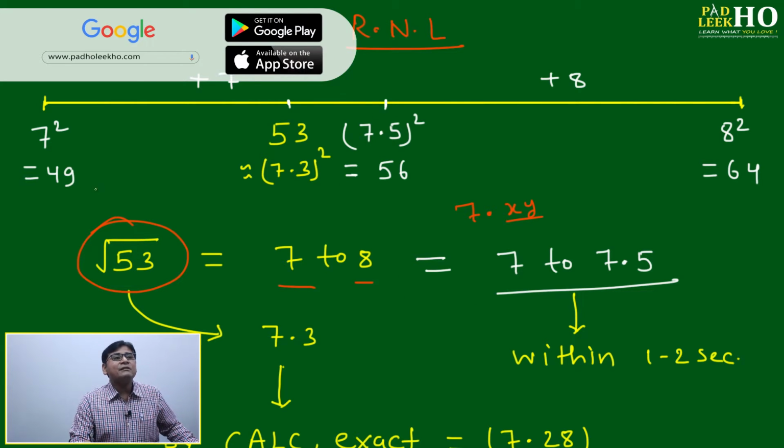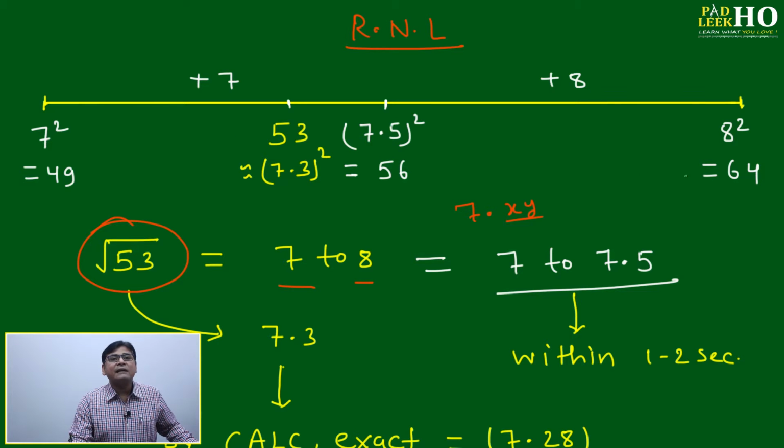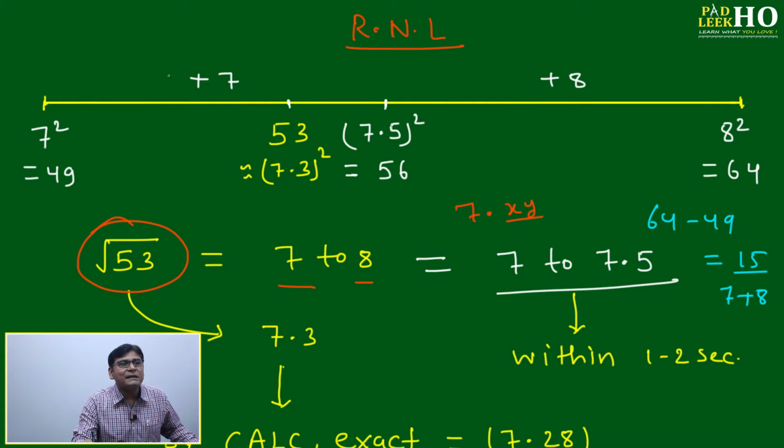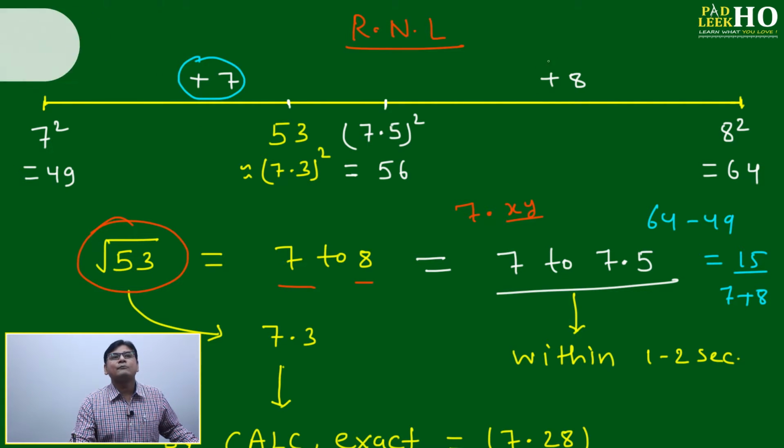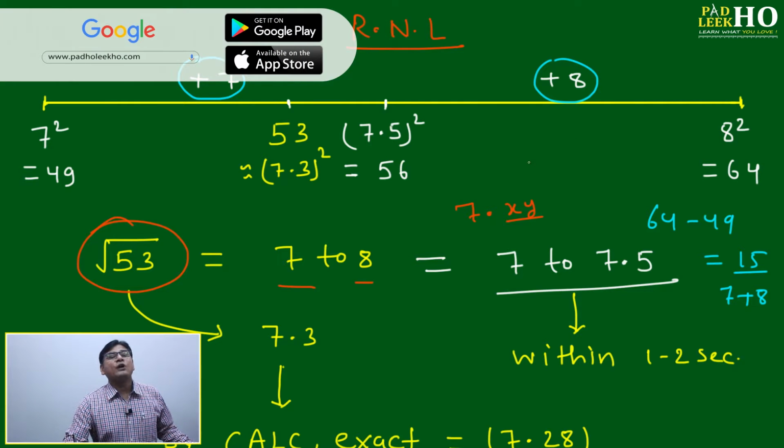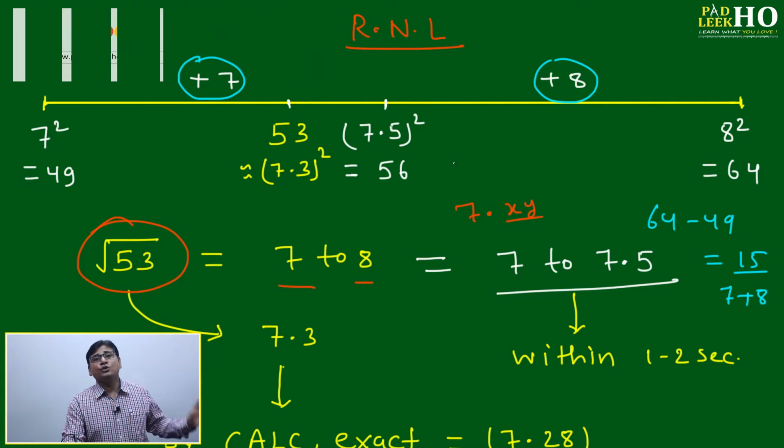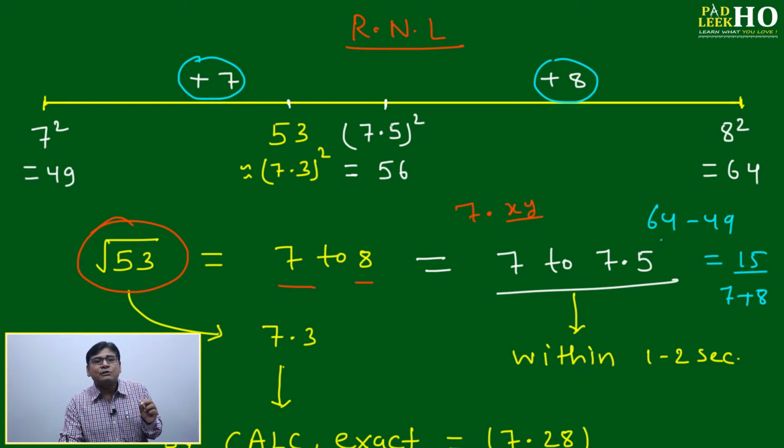What is the concept here? The flow of concept is 7 square here, 8 square here. The difference between 8 square and 7 square will always be equal to 8 plus 7, which becomes 15. Or you can say 64 minus 49 will always be equal to 15, and 15 is equal to 7 plus 8. This 7 plus 8 you have to just write here. Nothing else I am doing. I am not deriving any new thoughts or any new technique. Whatever algebraic expressions are there, I am just writing on the real number line. I am trying to connect algebra with number.